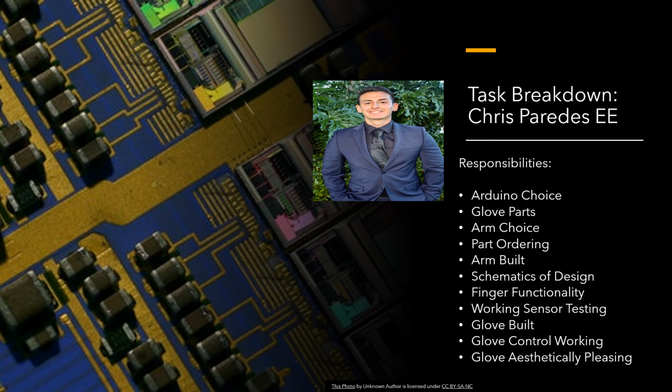So my responsibilities are to choose the appropriate Arduino or the appropriate microprocessor for this project, trying to find out the different parts that we need for the glove, arm choice, ordering parts, building the schematics and the design, testing out the finger functionality, making sure that the sensors work, building the glove, and making sure that it's aesthetically pleasing for the user.